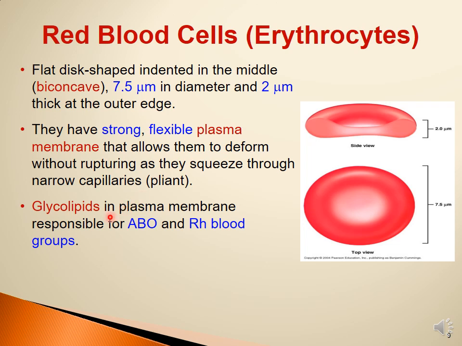The plasma membrane of red blood cells also has an important feature, as it contains glycolipids. These glycolipids are responsible for the ABO and the Rh blood groups that we'll see in one of the coming sessions. So these glycolipids determine our blood type. One important feature of the red blood cells is that they are anucleated, so they have no nucleus, and since they have no nucleus, they cannot reproduce because they lack the genetic material that is important for mitosis.